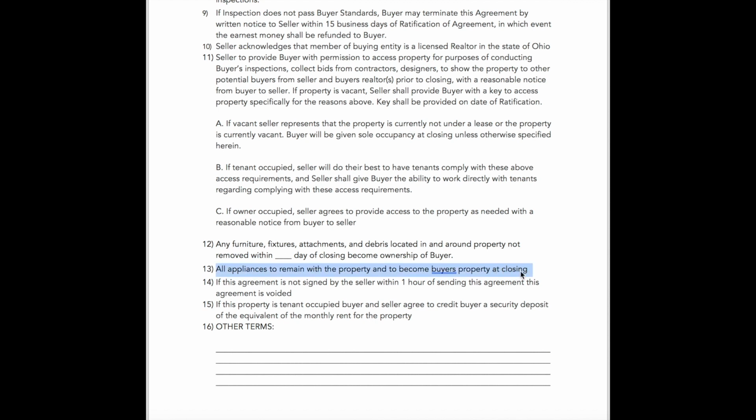We bought houses where suddenly the $4,000 appliance package is gone because the seller took it. So this just states that the appliances are part of the purchase.